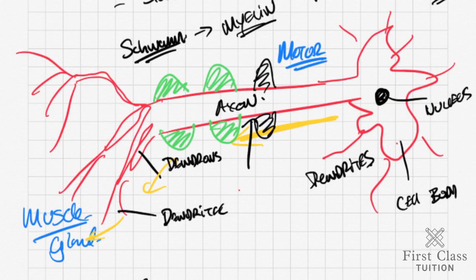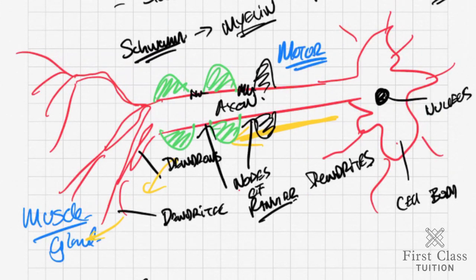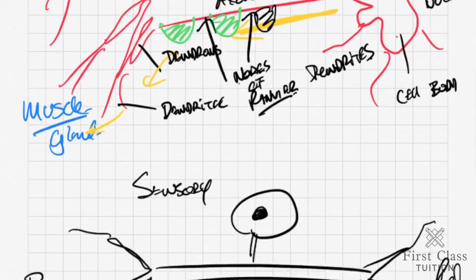And that creates junctions in between the Schwann cells. We call these spaces, these gaps where there is no myelin, the nodes of Ranvier. They're basically spaces where there is no insulation. And that's going to allow the action potential, the electrical impulse, to be propagated a bit faster than it would be if the axon is unmyelinated.